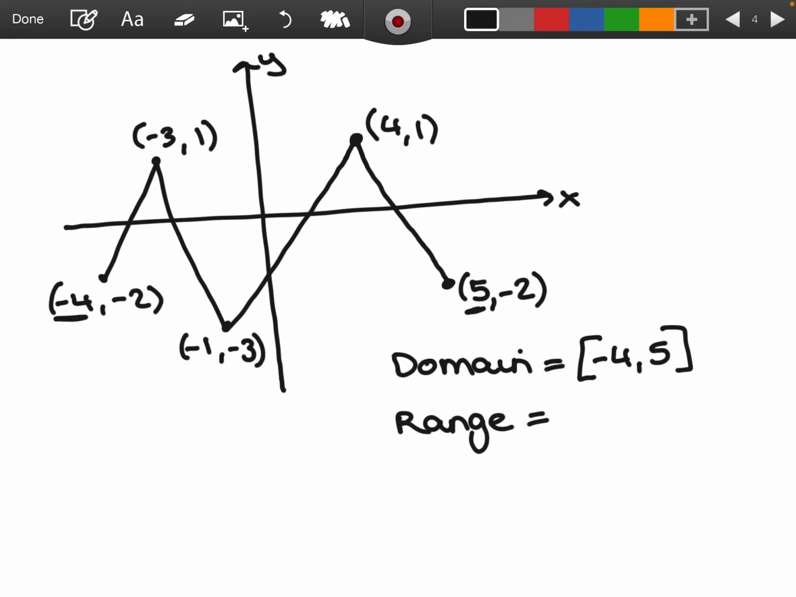So if we look at this, what is my lowest y value and my highest y value? Well, my lowest y value is going to be -3, and the largest y value that I actually get twice from both of these x coordinates, I get 1. So my lowest value is -3, my largest value is 1, and I include both those numbers.